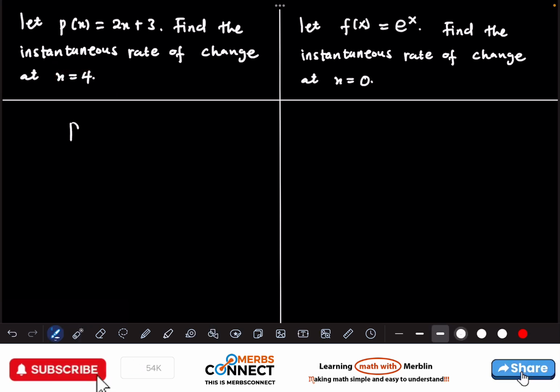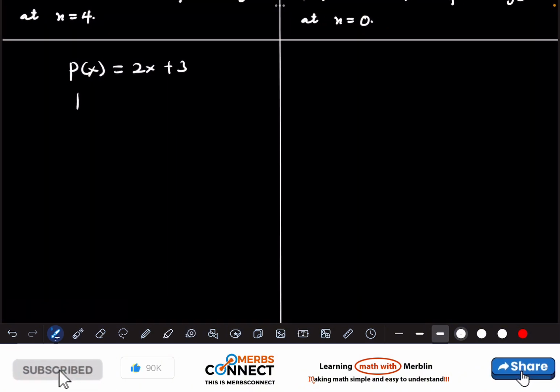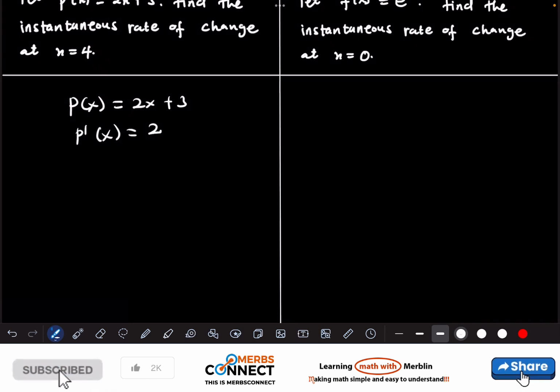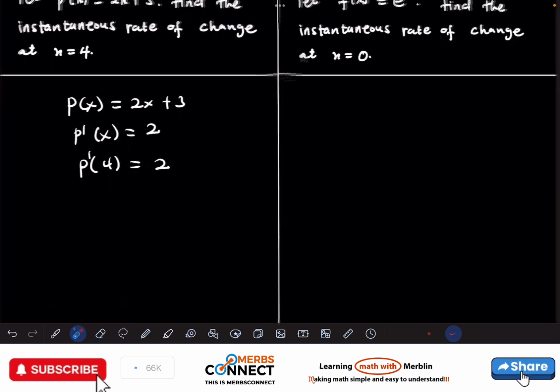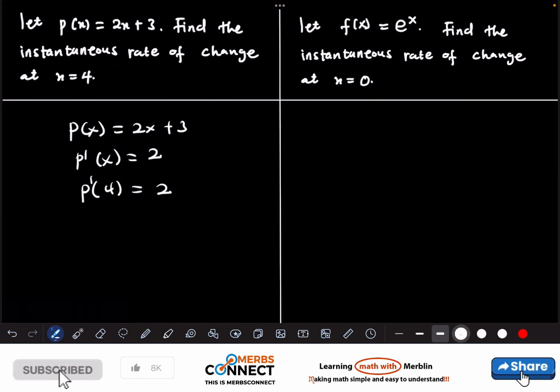So now we have p of x, which is equal to 2x plus 3, and we want to differentiate. This is going to give us 2. So at that point when x is equal to 4, it's still 2. Why? Because the value here does not depend on x. So no matter the value that we put in, we are going to get the same thing.